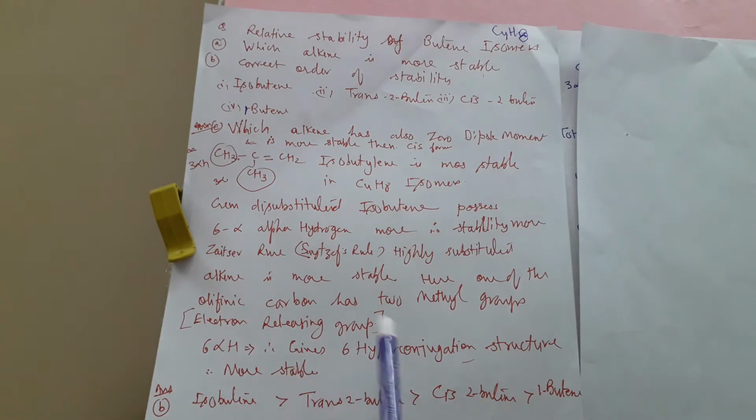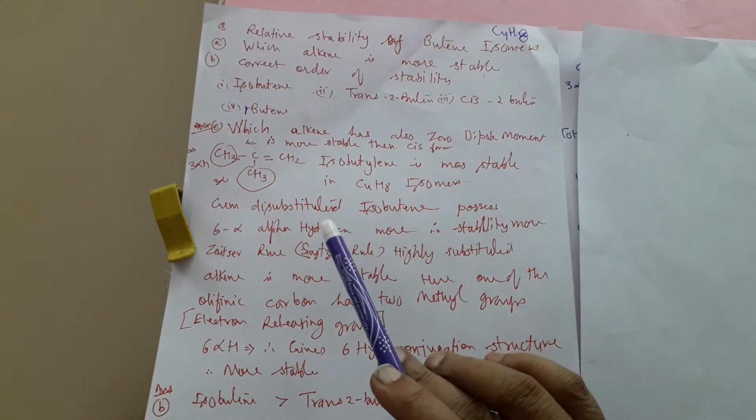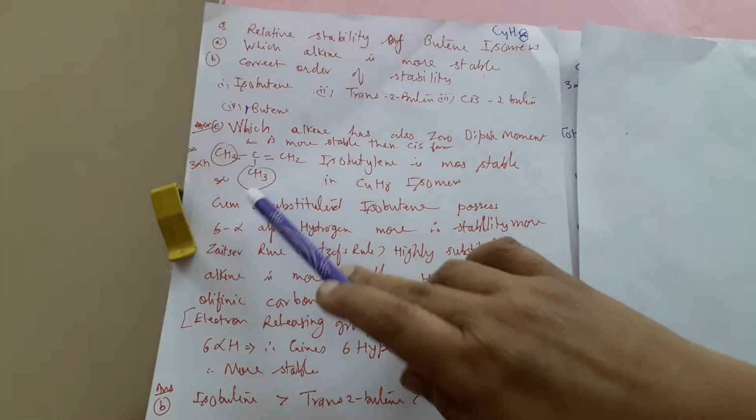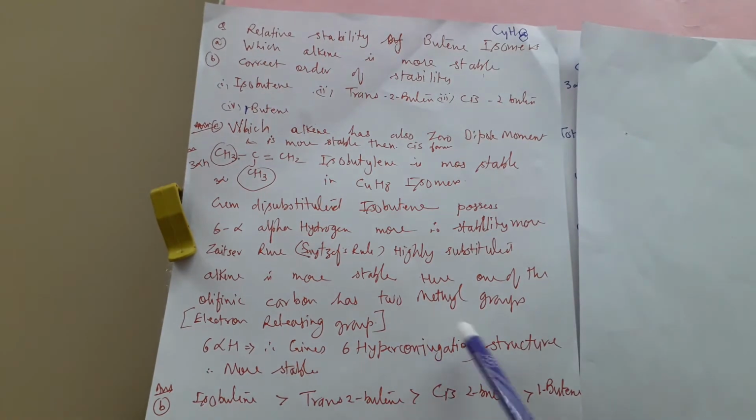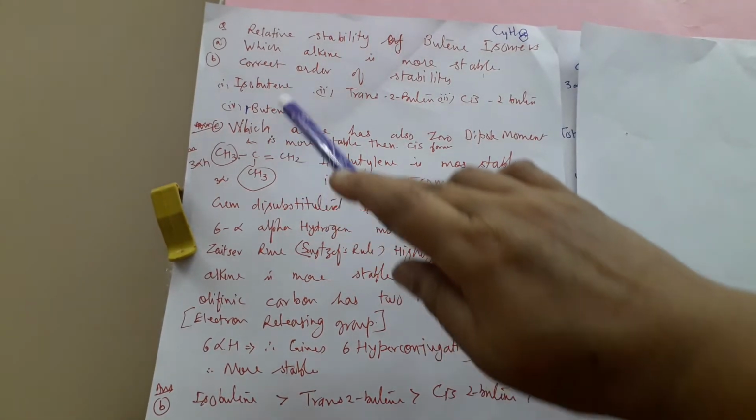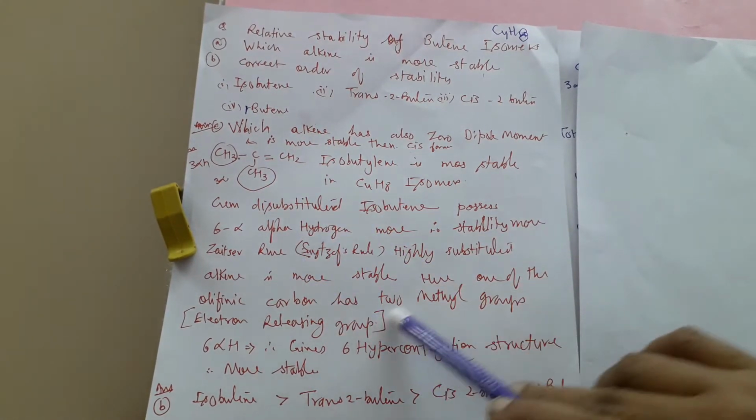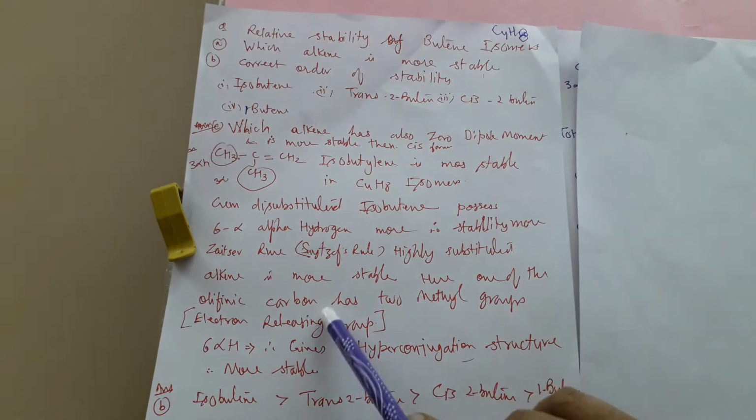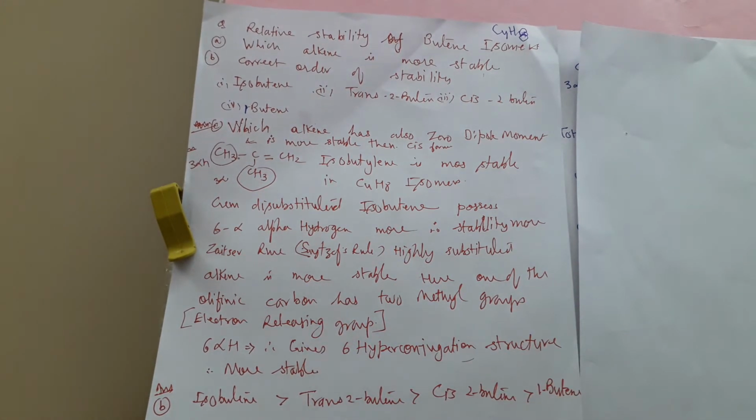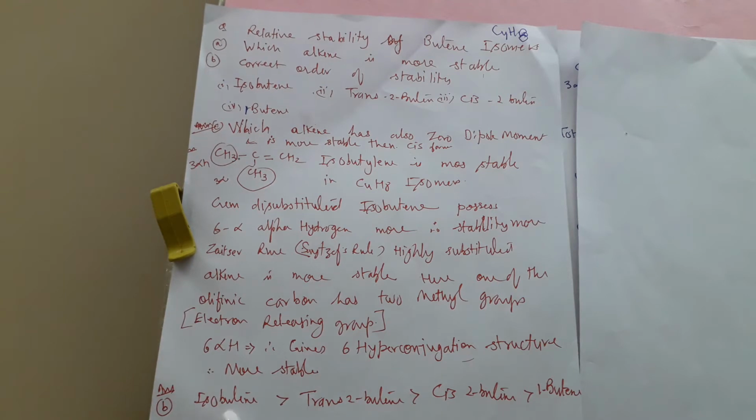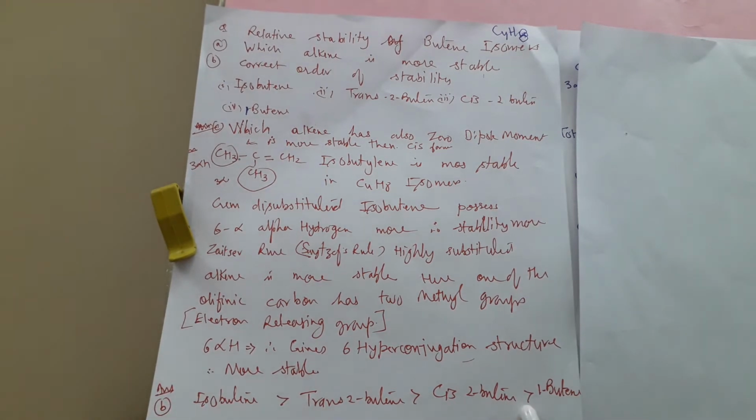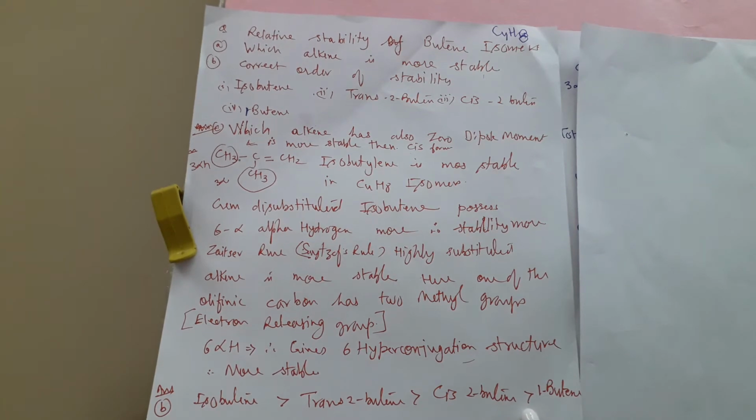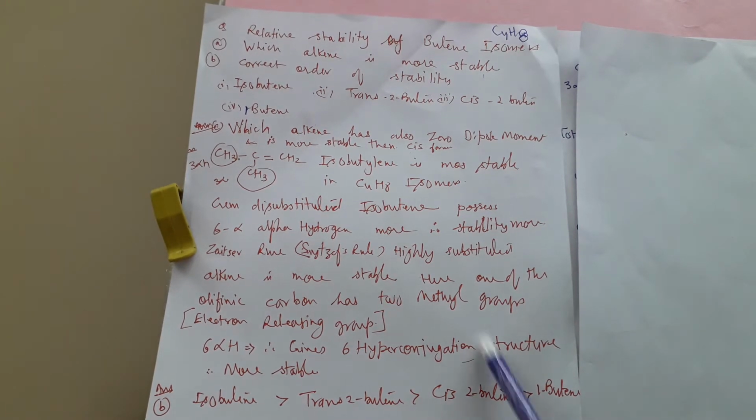The more hyperconjugating structures, the more the stability. So this is disubstituted as well as hyperconjugation working on it. That is why isobutylene is the most stable butene, followed by trans-2-butene. Most stable is isobutene, then trans-2-butene, then cis-2-butene, and then 1-butene. Got the idea? Here you will get all the answers.